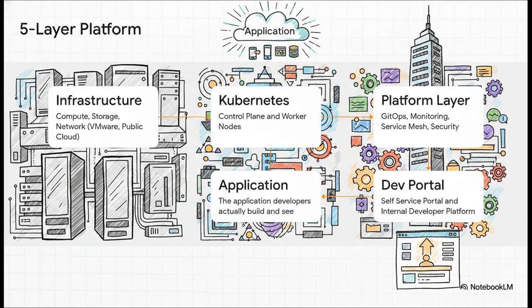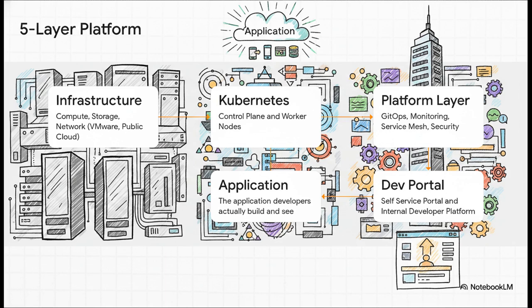Then comes layer 3, the platform layer. Think of this as the engine room, containing GitOps, monitoring, logging, and your service mesh. Next up is layer 4, the developer portal, or IDP. This is like the shiny, welcoming lobby of our skyscraper. And finally, at the very top is layer 5, the application itself.